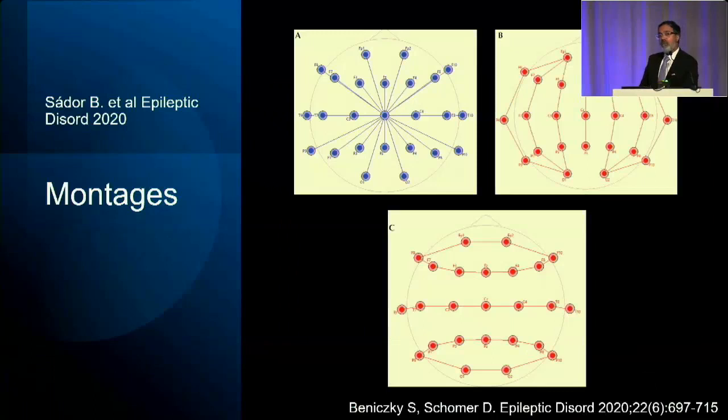Next, we'll talk a little bit about montages. How do you display an EEG or a picture of an EEG? It's dependent upon you. You can choose. There are two main types of montages that we use: either a bipolar montage, where the electrodes are right adjacent to one another, or a referential montage, where the second electrode is held constant.